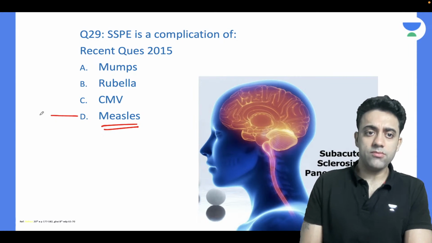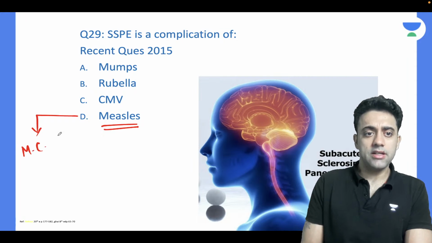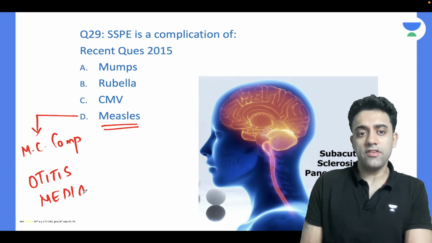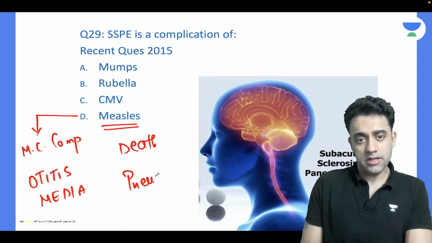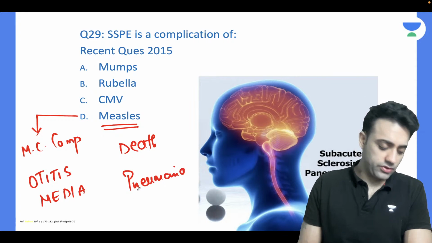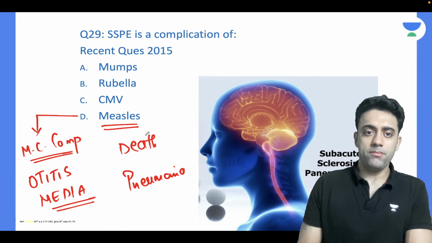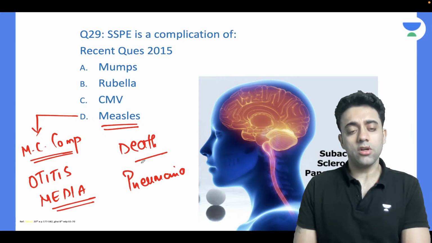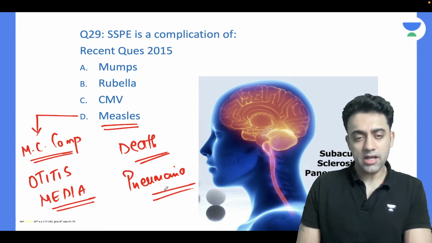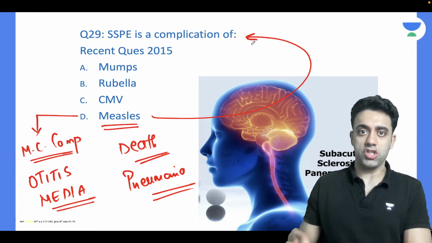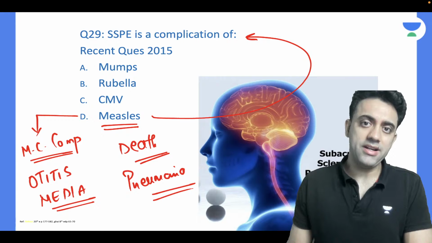Measles. Which is the most common complication of measles? The most common complication of measles is otitis media. The most common cause of death in measles is pneumonia. I'll repeat again, three MCQs. MCQ number one, the most common complication in measles is otitis media. PG entrance question number two, the most common cause of death in measles is pneumonia. And PG entrance question number three, the most common late complication is nothing but SSPE.